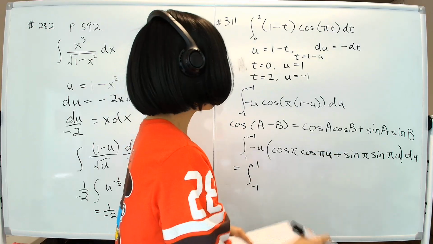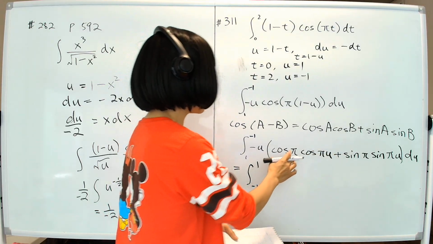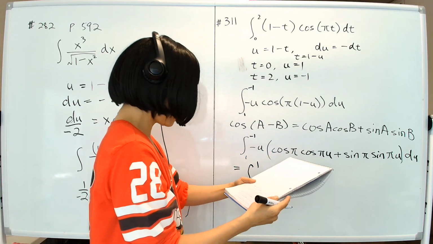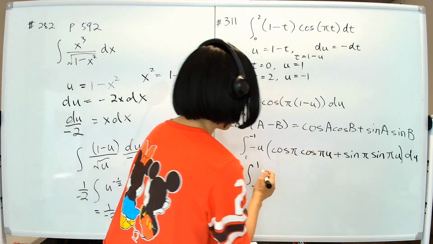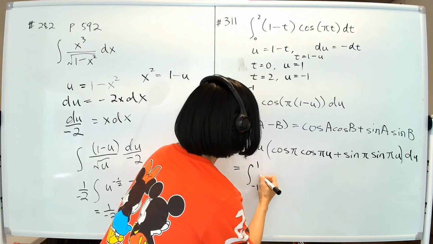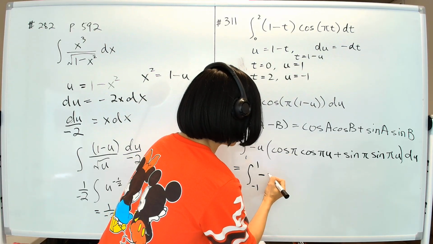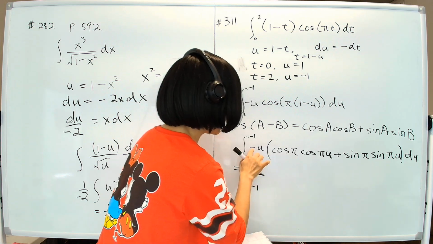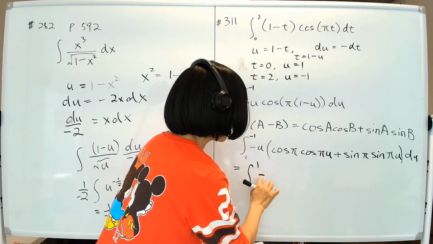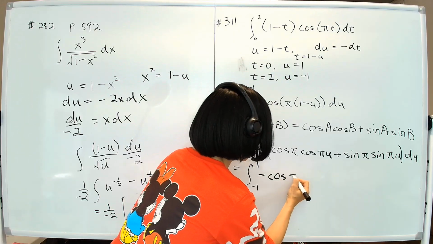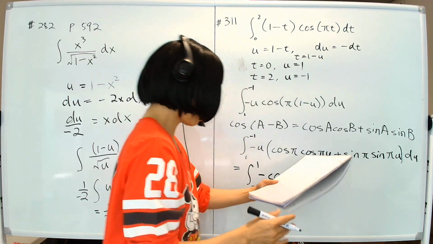But anyway, cosine pi is -1, and sine of pi is 0. So all we have here is just this. We have a minus from the cosine pi equals -1, and then the negative sign got canceled out. So we have a new negative sign from cosine pi. So this is just the integral of cosine pi u du.